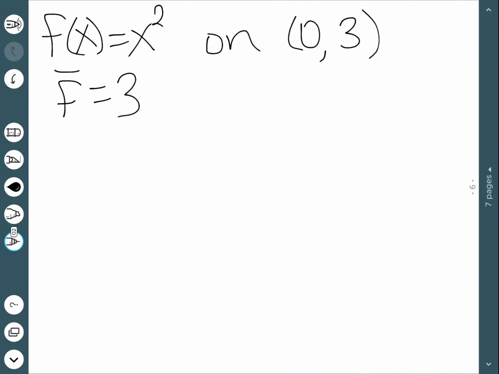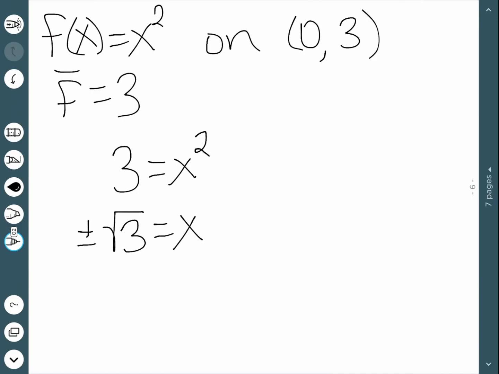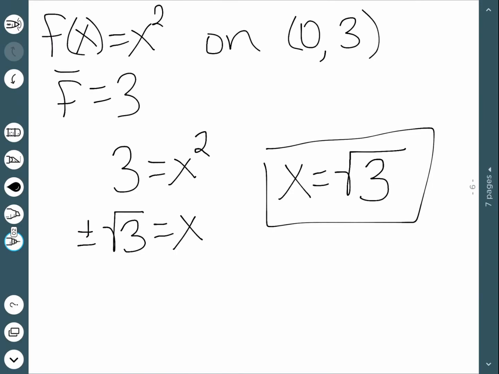We also found that the average value of x squared over the interval 0 to 3 was 3. So my mean value theorem says there is some point where f of x is equal to 3. And we can see that this is the square root of 3. It's also equal at negative square root of 3, but that's not actually in our interval, so we don't care about that one. We just care about square root of 3.